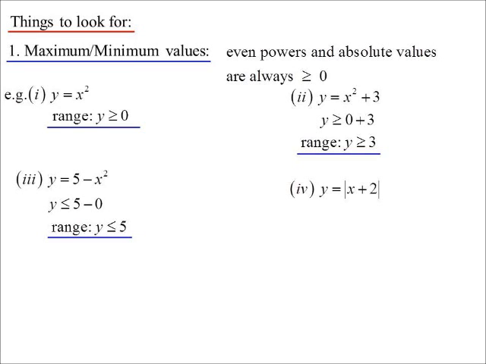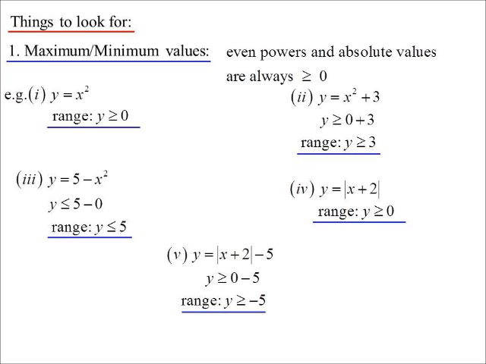Absolute value of x plus 2. So again, the absolute value will always be greater than or equal to 0. So in this case, y is greater than or equal to 0. Because that absolute value itself can't go smaller than 0. And similar idea to our parabolas there. If I was to subtract 5 from that, well, the smallest the absolute value could ever be is 0. So therefore, the range must always be bigger than or equal to 0 minus 5, negative 5.